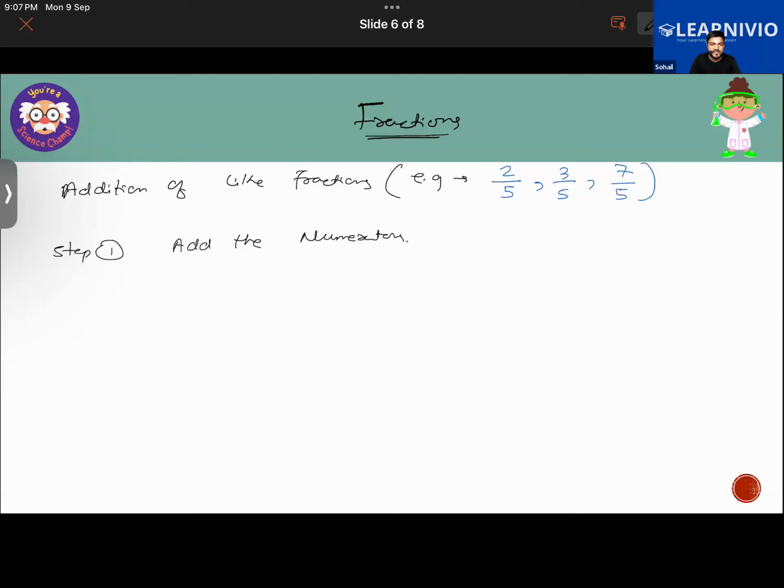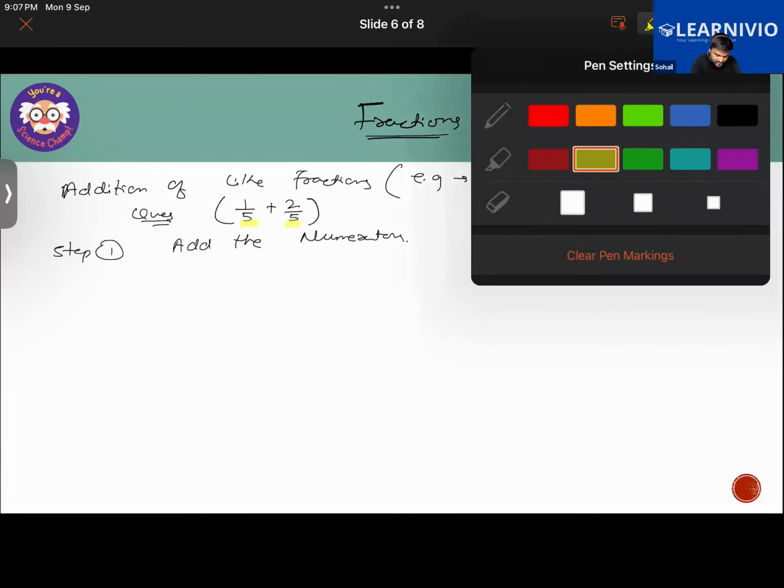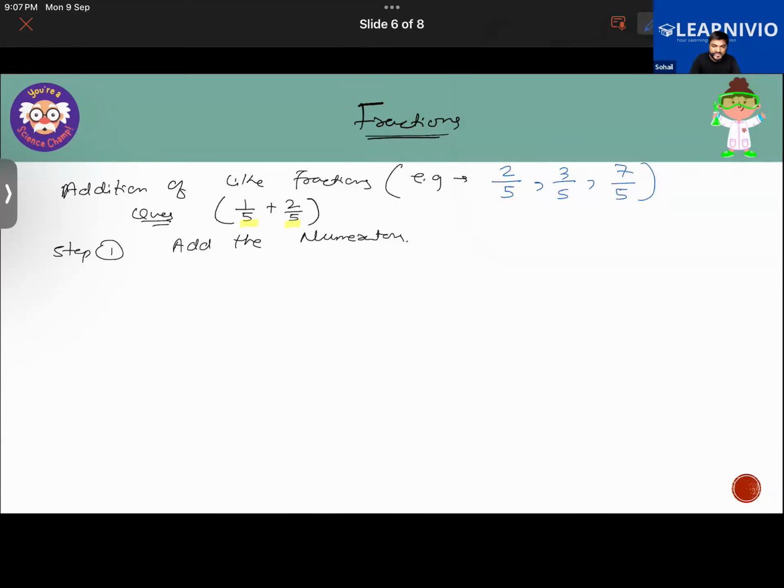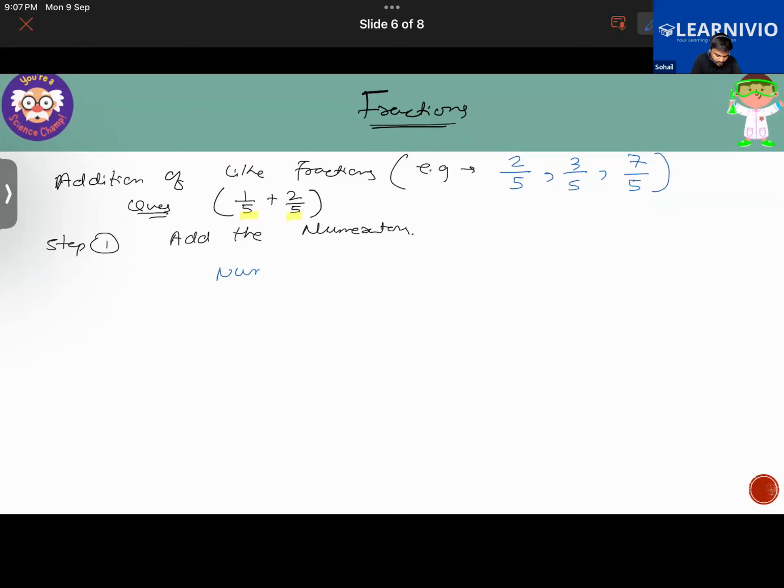So let's say the question is, you have to add 1 upon 5 plus 2 upon 5. These are two like fractions because their denominators are the same. So we are going to add this. Let us learn the steps. The first step is to add the numerators of the given fractions. What are the numerators here, Habib and Sumaya? 5.